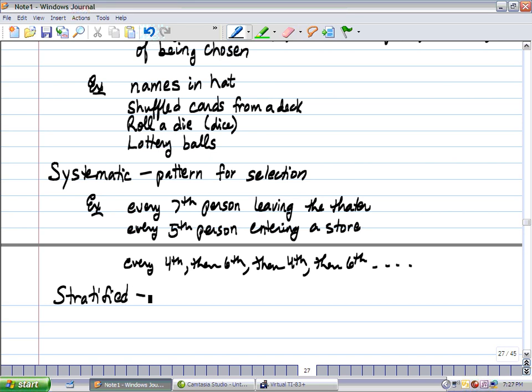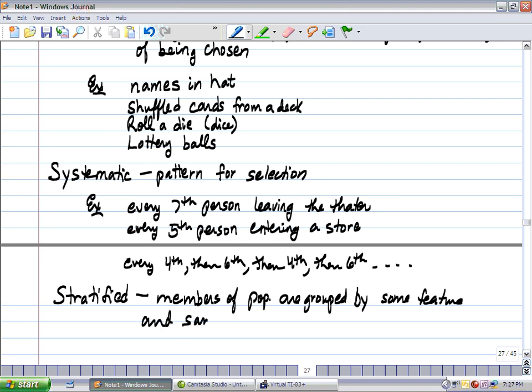Stratified sampling is the next type, and in that type, members of the population are grouped on some feature, or by some feature, I should say. Some feature. And samples are taken from each group.